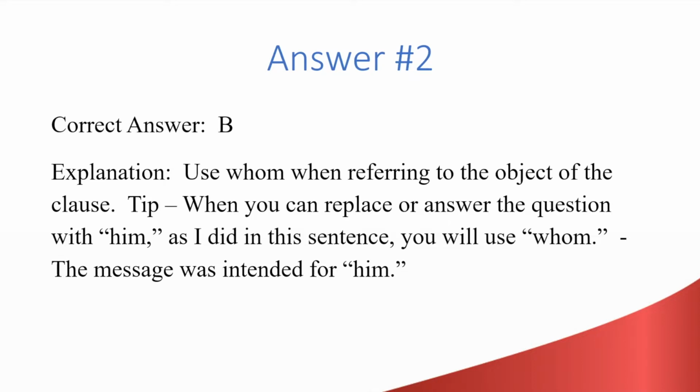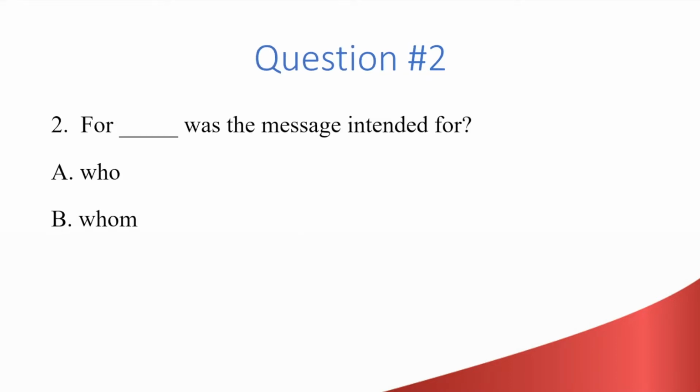So here's a tip. When you can replace or answer the question with him, as I did in this sentence, you will use whom. So you have to put it as a question. So the message was intended for him. So that makes sense. So the answer should be whom. Let's go back here. See, for whom was the message intended for? So if you switch it around and say the message was intended for him, whom and him go together, okay? But now if you switch that around like that and it didn't make sense, then it would have been who.